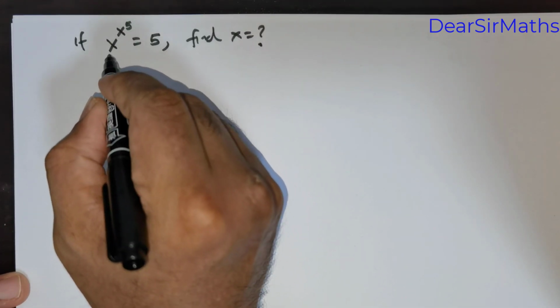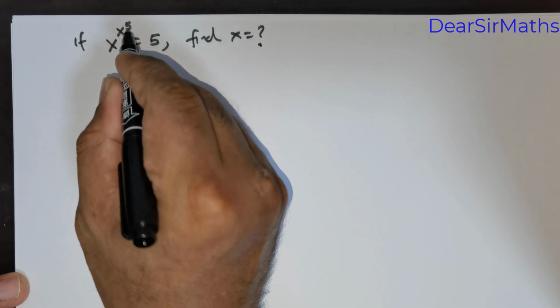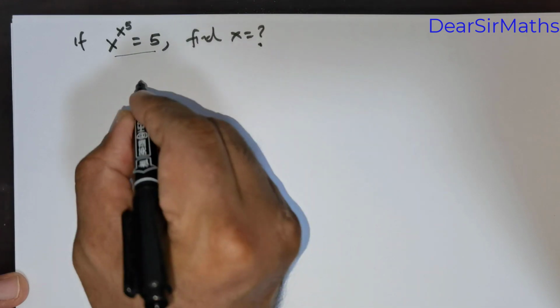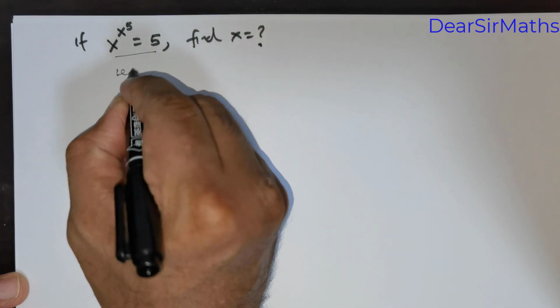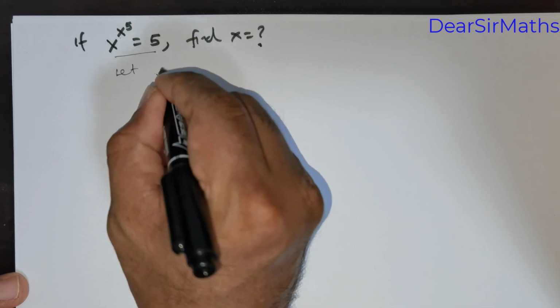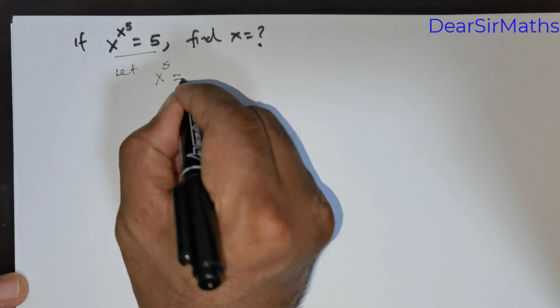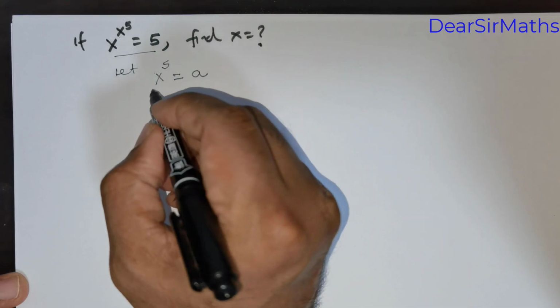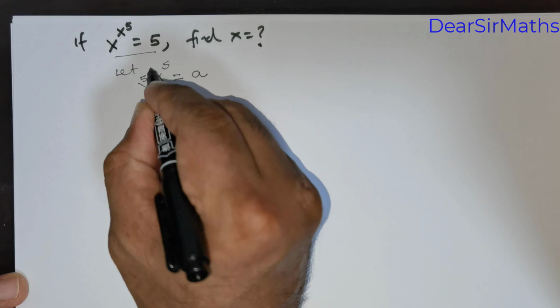Given that x raised to the power of x raised to the power of 5 is equal to 5, we are expected to find the value of x. So foremost, what I wish to do is take x raised to the power of 5 to be equal to some a. Then I would like to apply the fifth root on both sides.